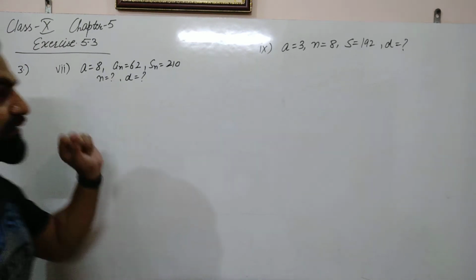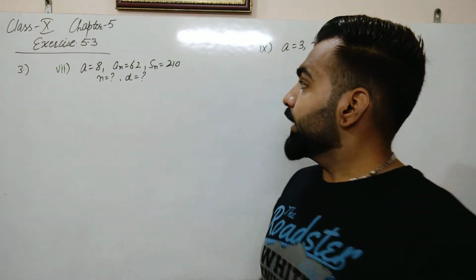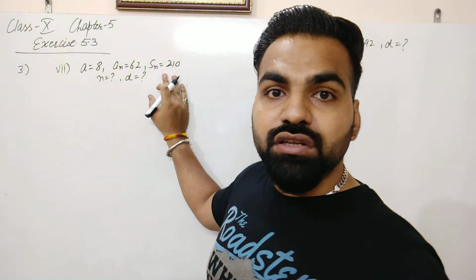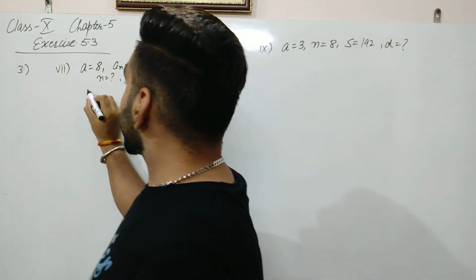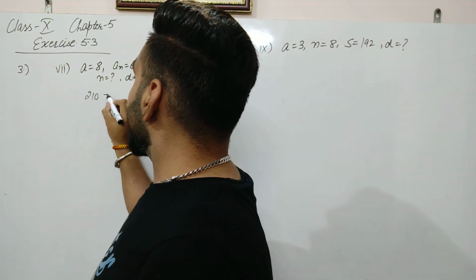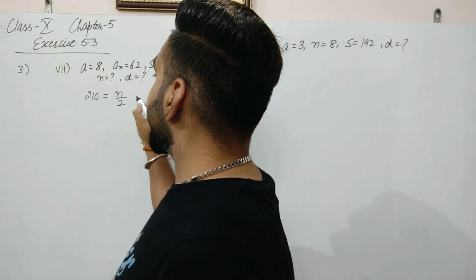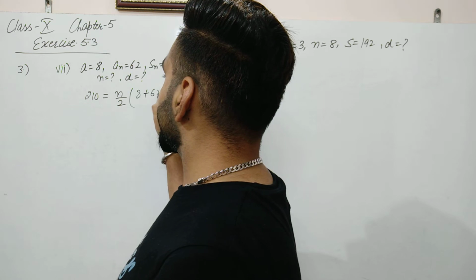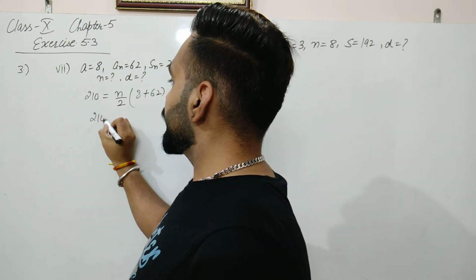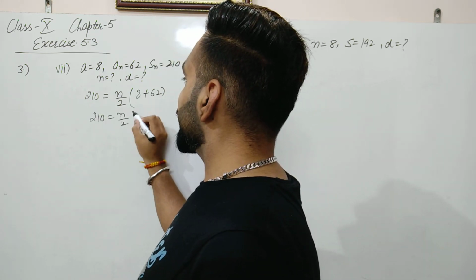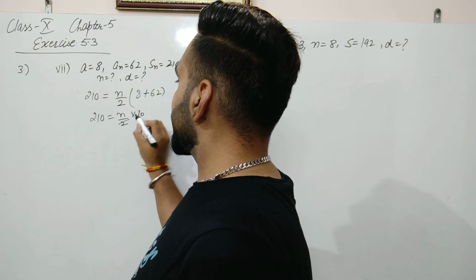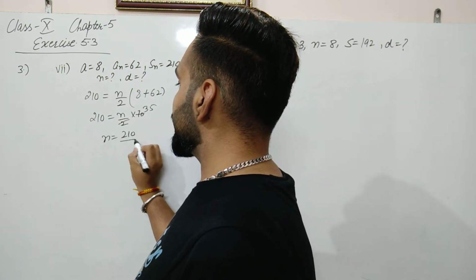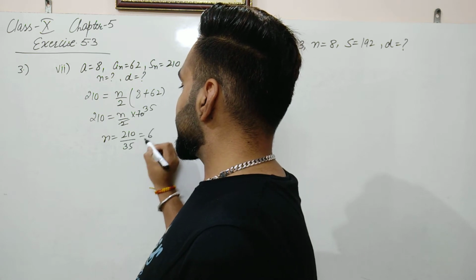Let us see the seventh part now. a is 8, an is 62, Sn is given. So we will use the formula of Sn. Sn is equal to 210, equal to n by 2 into (a plus an), that is 8 plus 62. So 210 is equal to n by 2 into 70. This is 35. So n is 210 by 35, which is equal to 6.